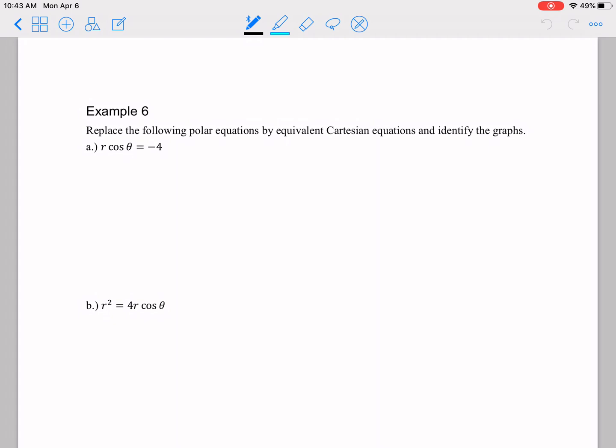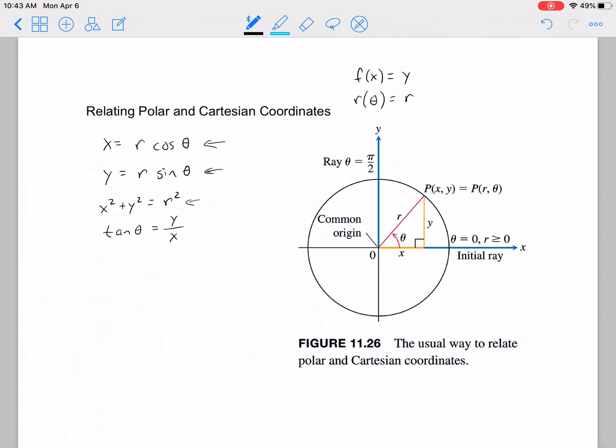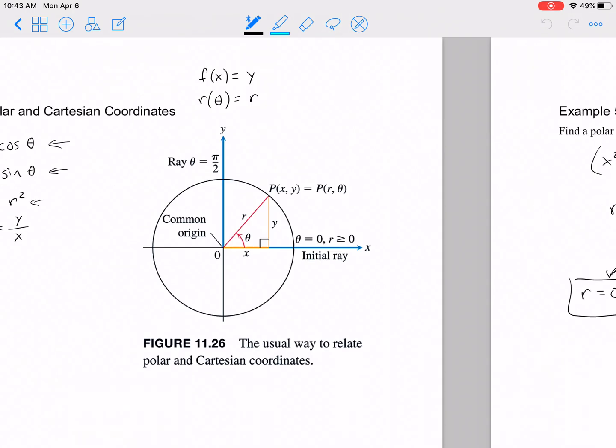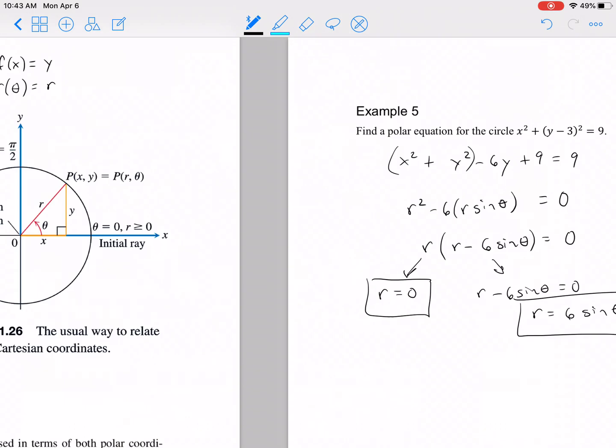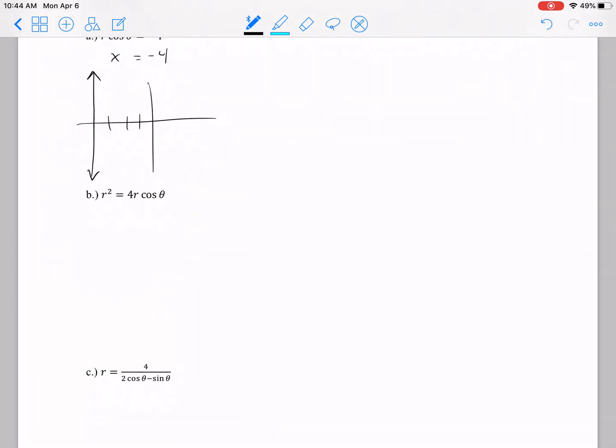All right, so replace the following polar equations by equivalent Cartesian equations. So here we have r cosine theta. r cosine theta, go back 2 pages, that's just x. So we'll come back, and this is x equals -4. And if you graph that, it's just a 1, 2, 3, 4, and there's your line right there. Okay, and that's it.